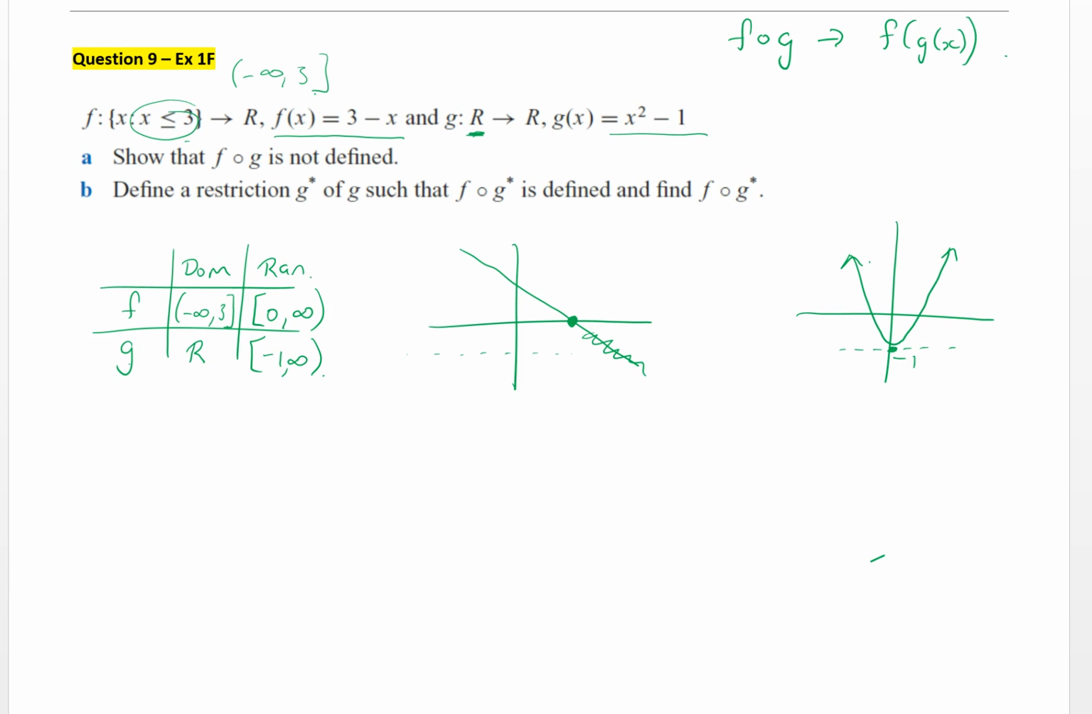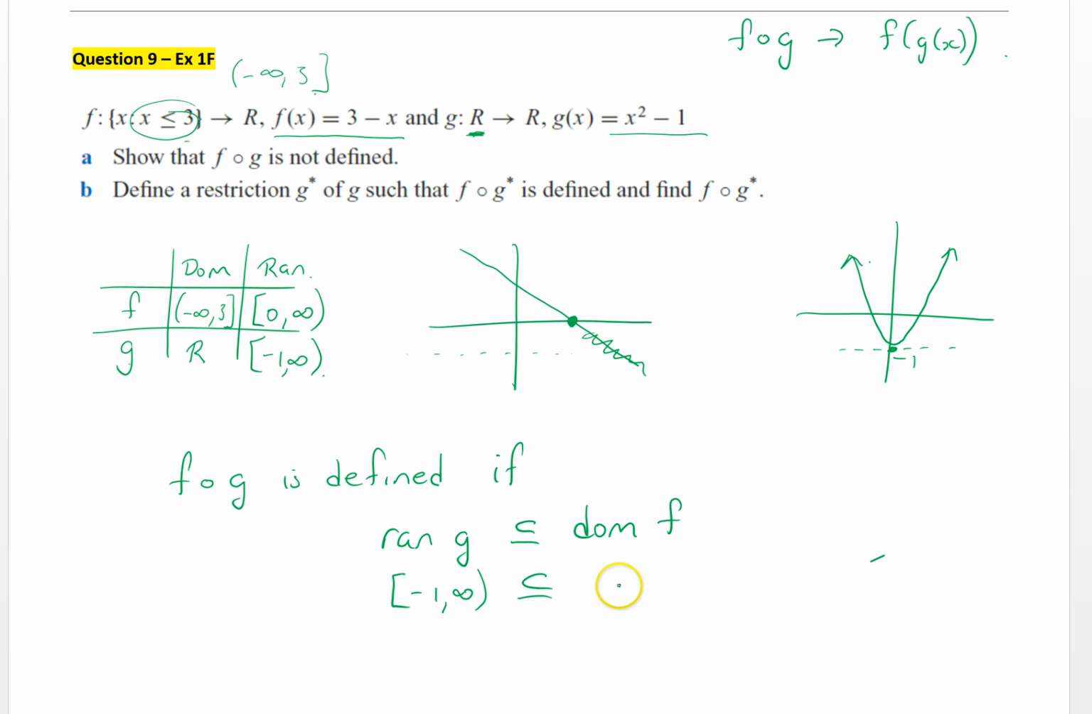So remember the rule that we looked at in class was that for f∘g to be defined, the range of the second function, so the range of g, must be a subset or equal to the domain of that first function, so the domain of f. So the range of g comes from our table up here. So we work that out over here. So it's negative 1 to infinity. And we're saying that that must be a subset or equal to the domain of f, which is negative infinity up to 3 inclusive. Is that true?